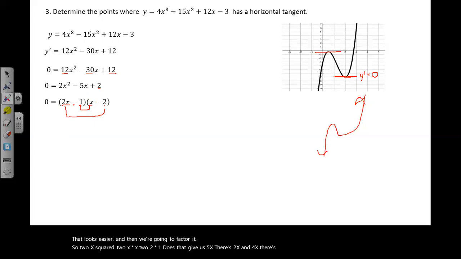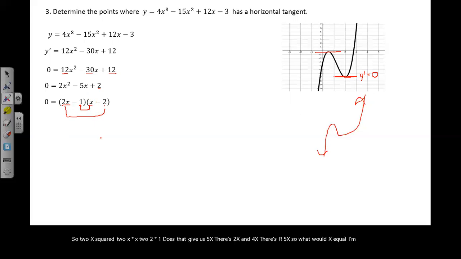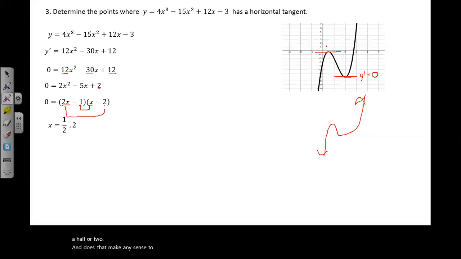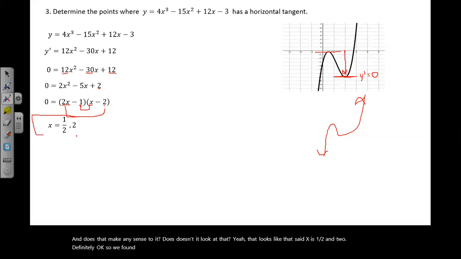So what would x equal? I'm getting a half or 2. And does that make any sense? Oh, it does, doesn't it? Look at that. Yeah, that looks like that's at x is a half, and 2, definitely. Okay, so we found the x values where the slope is 0.